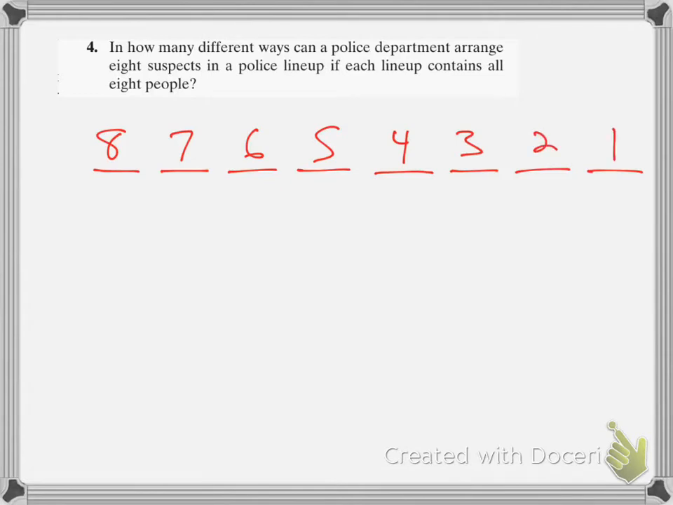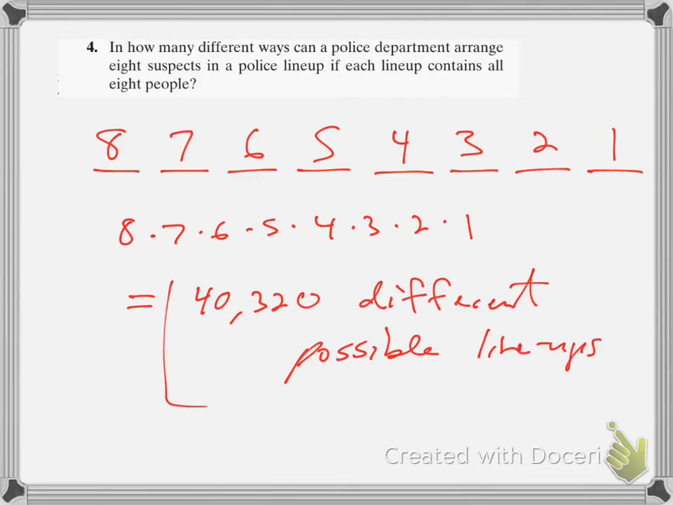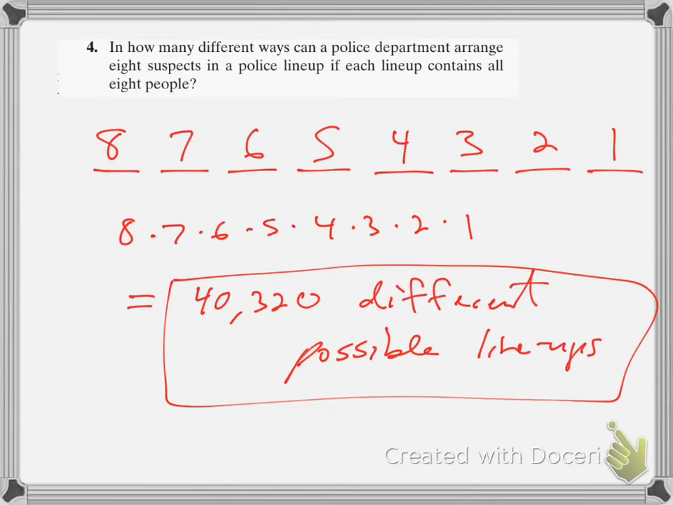So the answer, to get the number of possible lineups, is 8 times 7 times 6 times 5 times 4 times 3 times 2 times 1, which I put into my calculator. And I get 40,320 different possible lineups. Okay, that should make intuitive sense to you. We could make a tree diagram for this to show it, but it would take too long with that many choices.